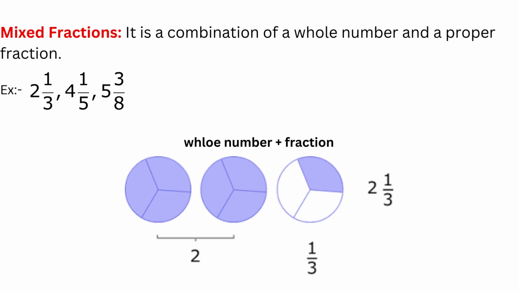Let's see the picture. Here we have three circles. Two circles are fully shaded, meaning we are taking the two whole circles. From the third circle, only 1 by third of the part is shaded, meaning we are taking only 1 by third of that circle. So two whole circles and 1 by 3 of the third circle, we write as the mixed fraction 2 1 by 3.